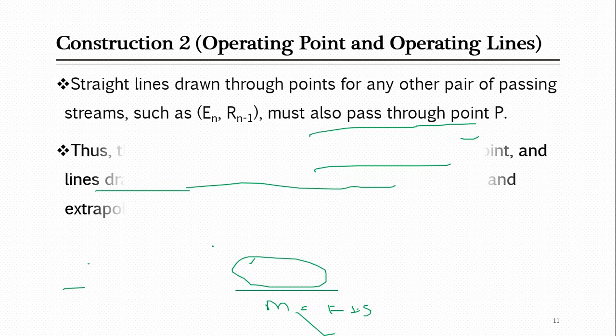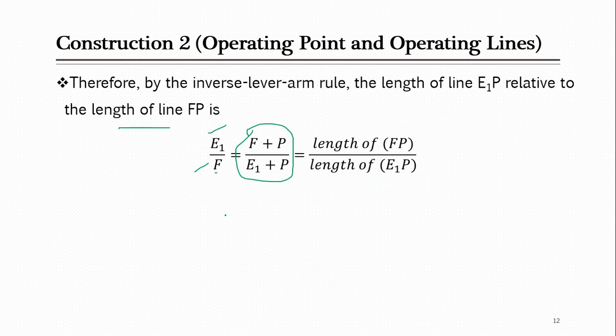Here I think there is a small mistake in this slide; overall it should be F minus P. But actually E1 over F is equal to, based on lengths, which you can measure using a ruler, the length of FP over the length of E1P. This is not being used here in any calculation, but this is how the inverse lever arm rule works. E1 over F gives something inverse, because if it were direct, F would be directly proportional to the length of FP, but now it's inversely proportional, so here we are applying the inverse lever arm rule.